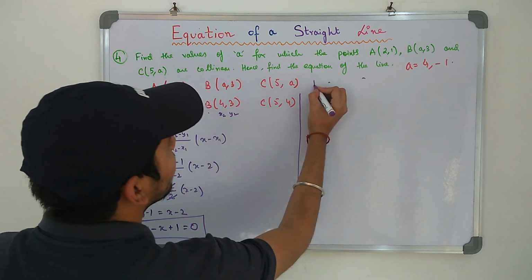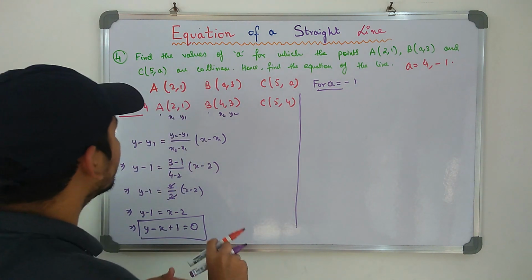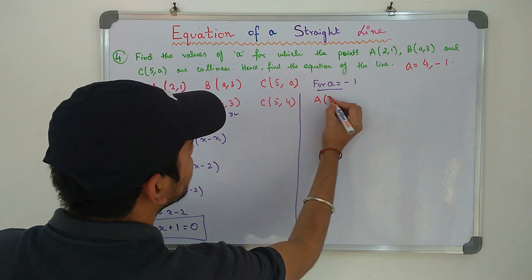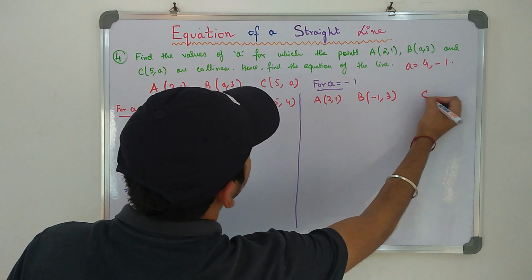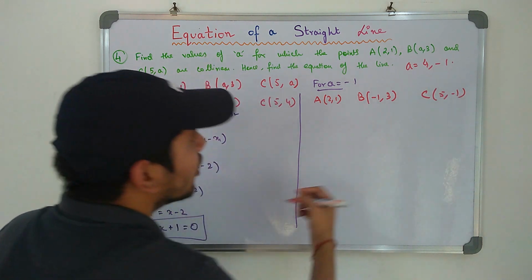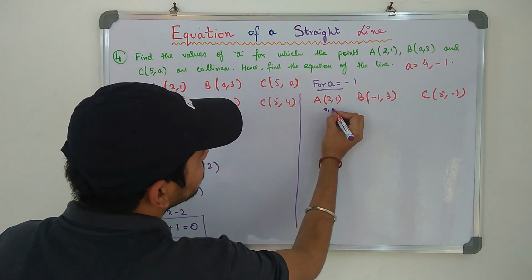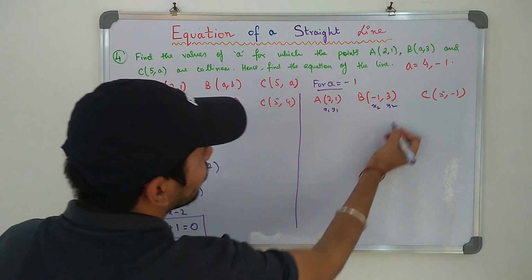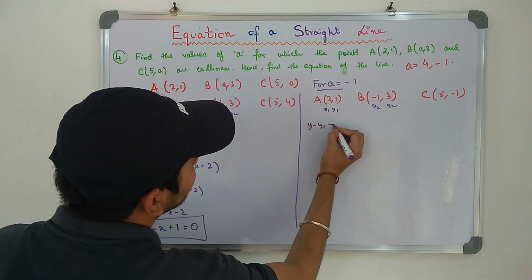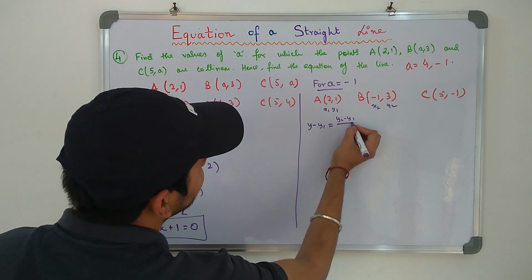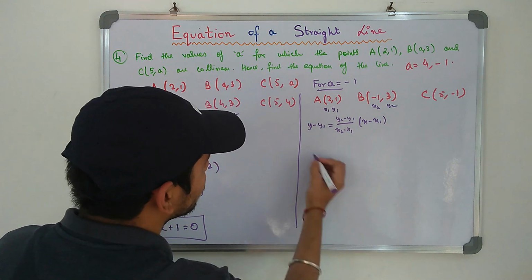Now for a is equal to minus 1. Let me write the coordinates. The coordinates of A will be (2, 1), the coordinates of B will be (minus 1, 3) and the coordinates of C will be (5, minus 1). Over here we do the same thing. We take the 2-point formula for AB. So this will be x1 y1 and this will be x2 y2. Let's put the 2-point formula, which is y minus y1 is equal to (y2 minus y1) divided by (x2 minus x1) into (x minus x1).